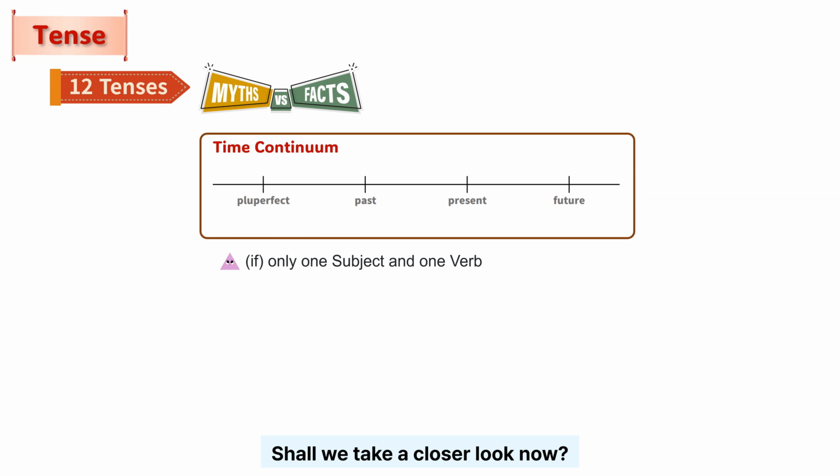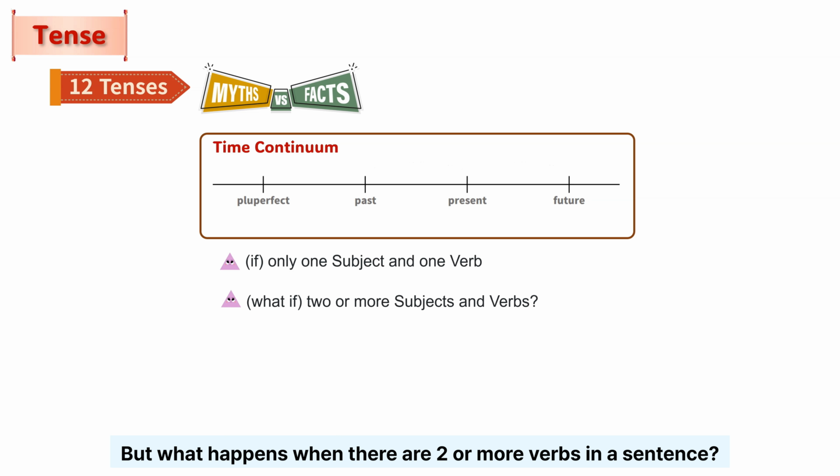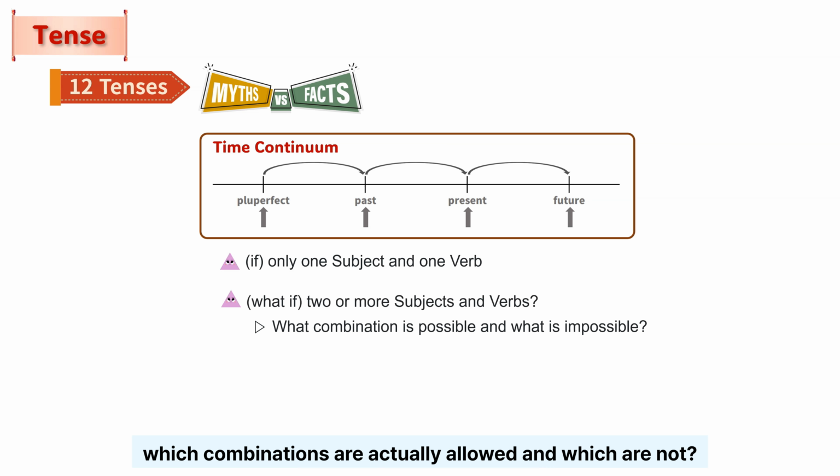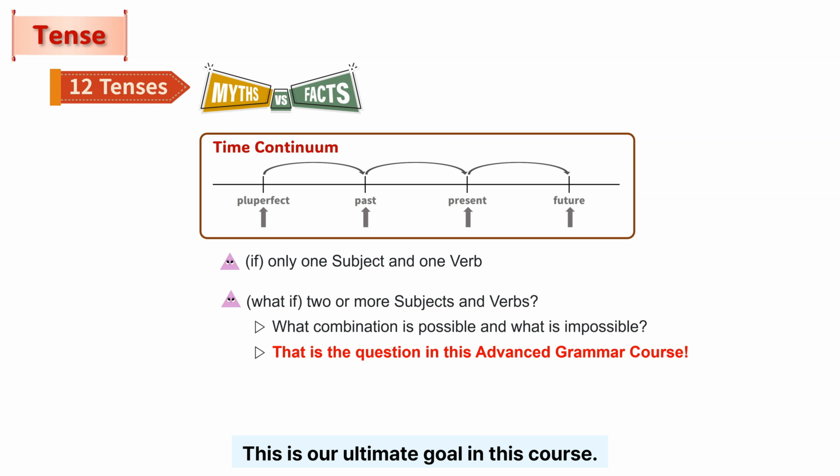Shall we take a closer look now? If a sentence has only one subject and one verb, what tense will it take? It's most likely to be one of these: present, future, past, pluperfect, past perfect, present perfect, or future perfect. But what happens when there are 2 or more verbs in a sentence? With 12 possible tenses, which combinations are actually allowed and which are not? This is our ultimate goal in this course.